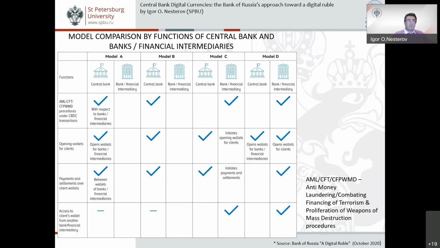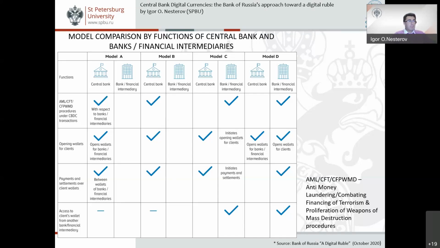Model C, the third model, assigns to commercial banks only minor technical functions that do not relate to money itself. So banks are to provide a mobile application for CBDC wallet access for customers like individuals and companies. In Model C, banks will be responsible for carrying out special checkup procedures related to clients.